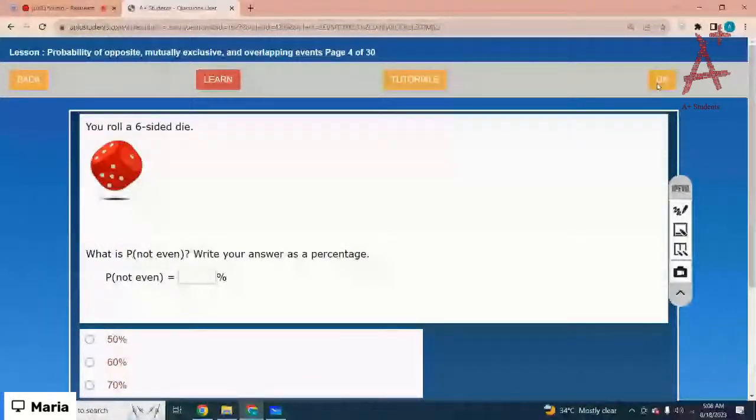On a die, you have 6 numbers, right? 3 of them are even and 3 of them are odd. So which is the correct option? The correct option is 50%. Not even is 50.